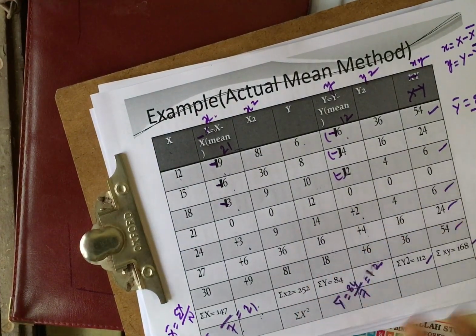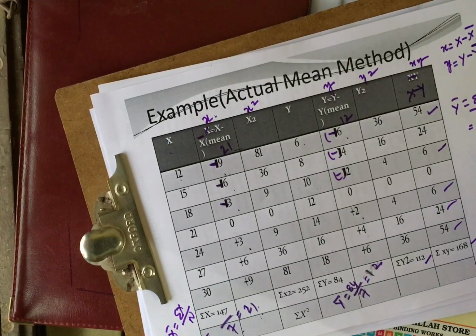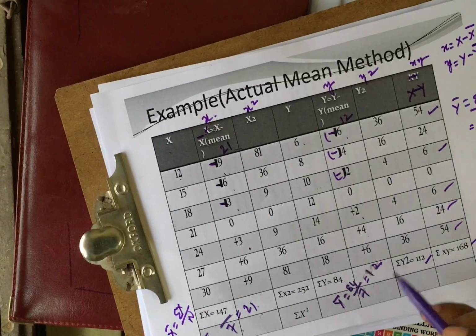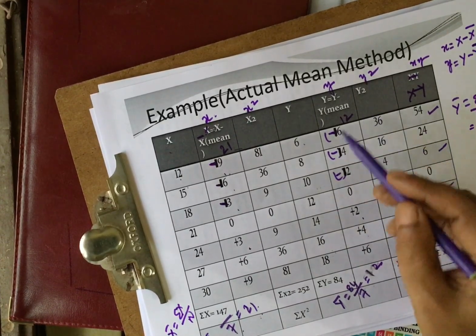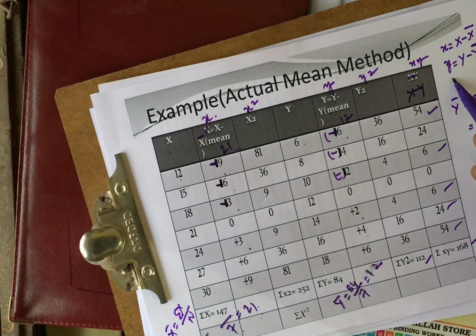The same way for y also, first the mean has been taken. The mean formula here I give you: sigma y by n. Sigma y is 84, given here. 84 divided by 7, we are getting here 12. So this is 12, now y minus y bar, small y, comes.